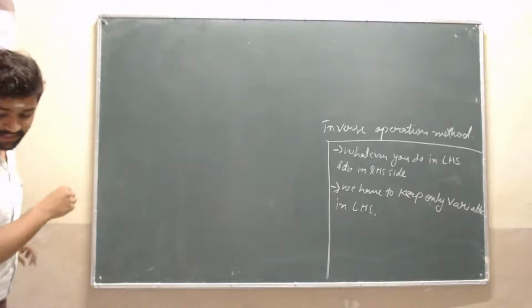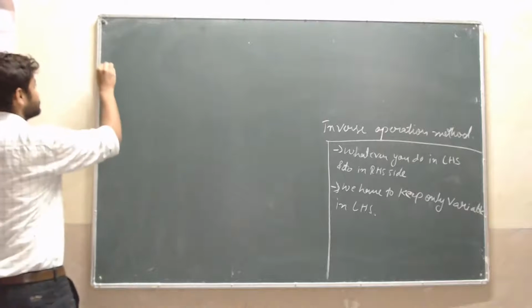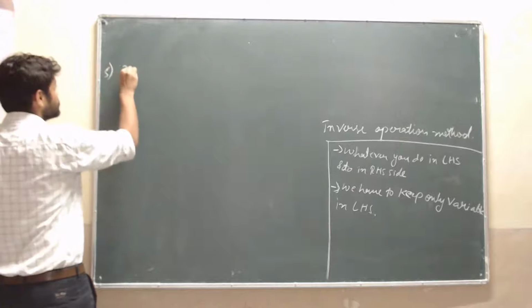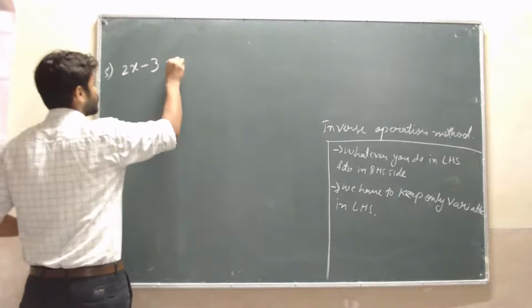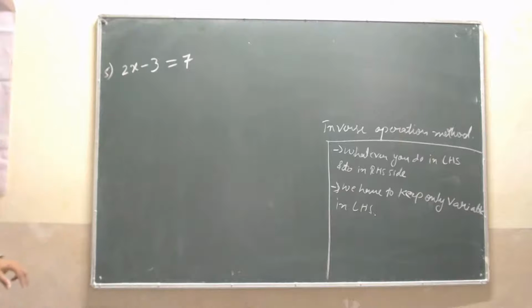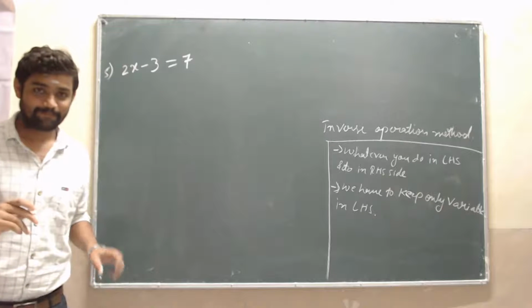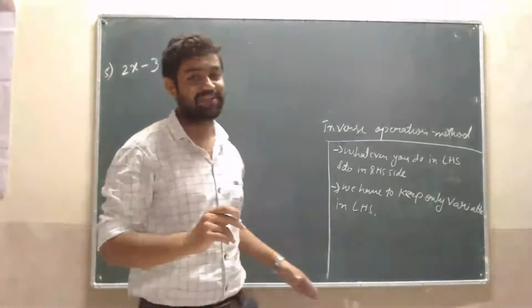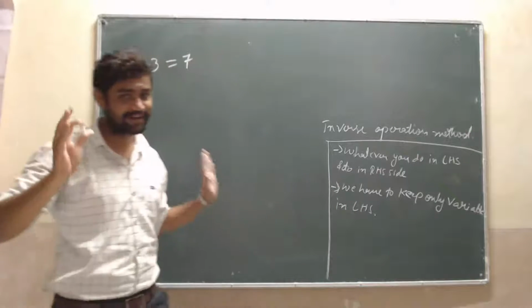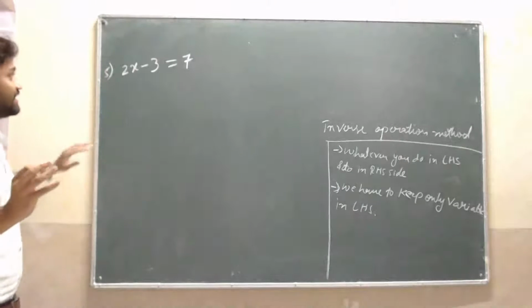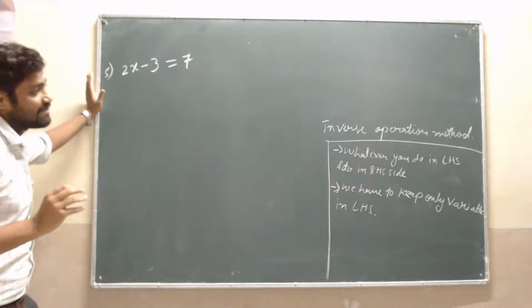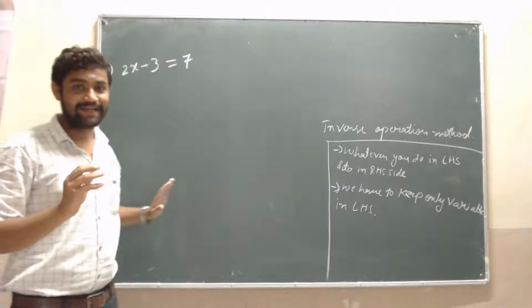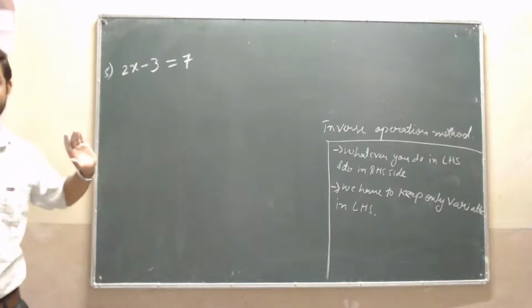Yeah, that is 2x minus 3 is equal to 7. 2x minus 3 is equal to 7. Find out the value of x by inverse operation method only. Sir, don't try the other method, you don't know it. Yeah, we have to solve 2x minus 3 is equal to 7 by inverse operation method.